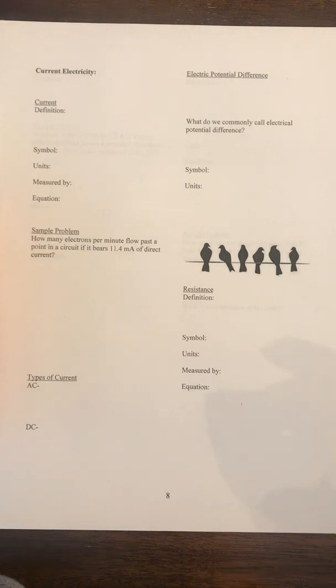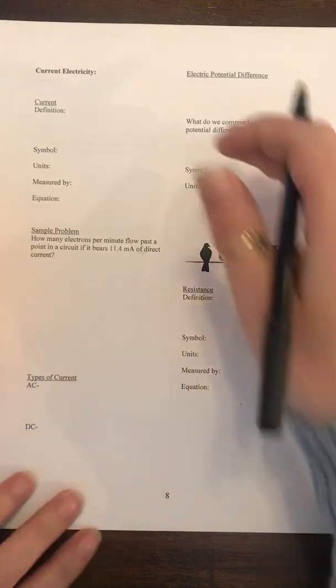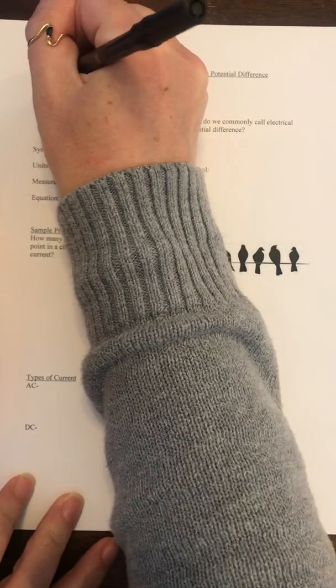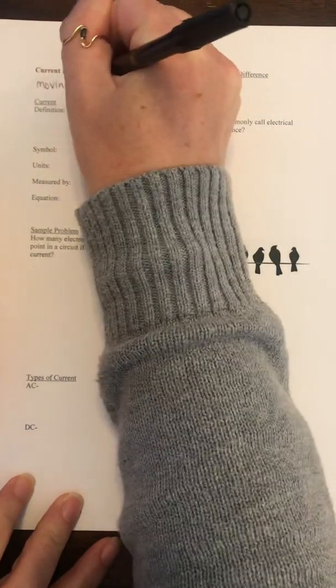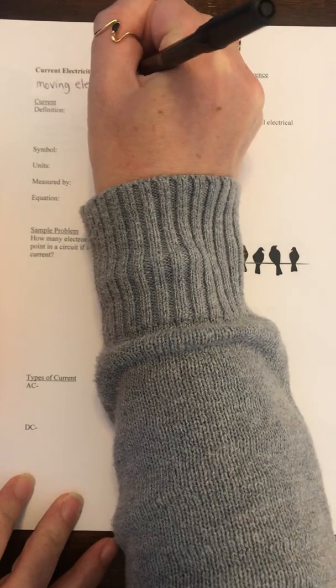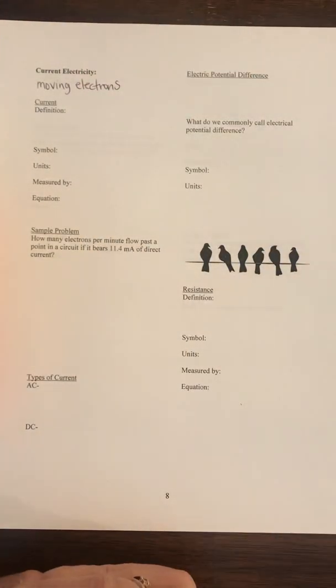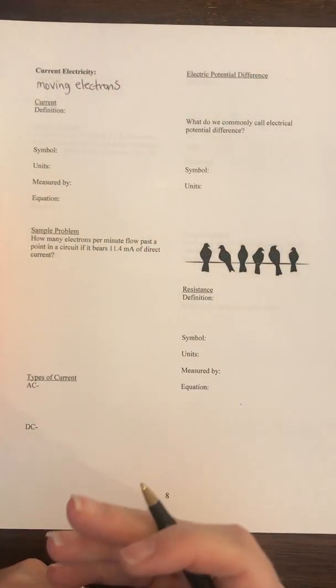All right, so the first thing we're talking about now is electricity. So we spent a bunch of time talking about static electricity, which was stationary charge. Now we're moving into what's called current electricity. And current electricity is, just by definition, moving electrons. Okay, so when electrons flow, that's called current.